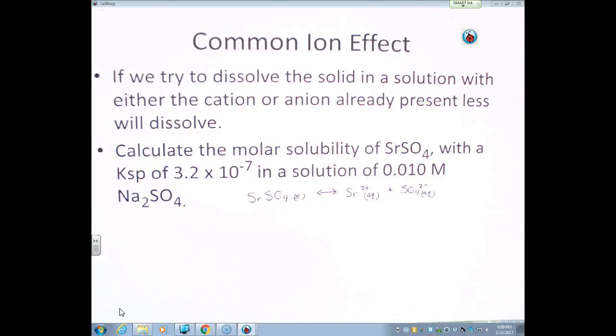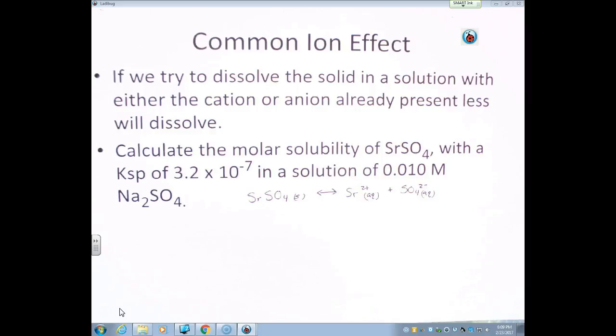Alright, now we're going to talk about the common ion effect and how that applies to solubility equilibrium. If we try to dissolve a solid in a solution with either the cation or the anion already present, less will dissolve. It's basically going to shift that equilibrium back towards the other side. And you've already had some experience looking at which way an ion would make it shift. So this is just the math that follows that up.